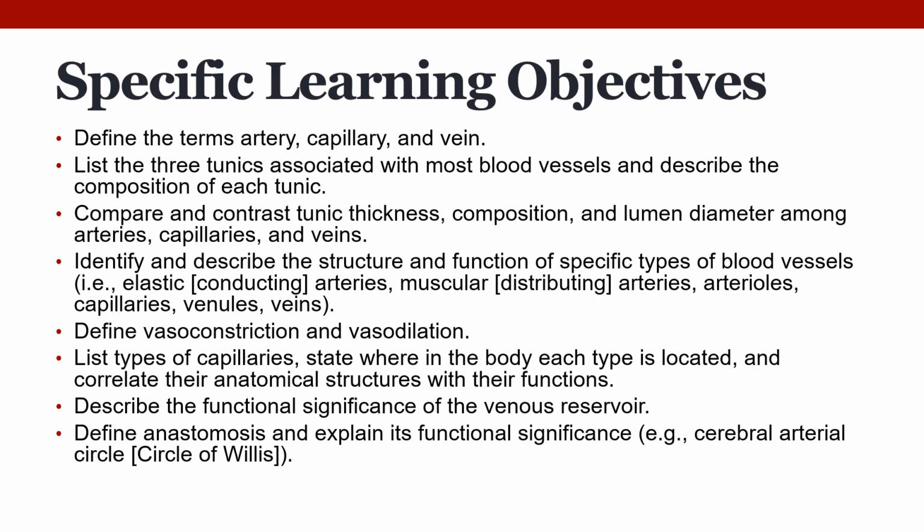Today we're going to talk about the idea of arteries, capillaries, and veins. We're going to talk about three tunics associated with most blood vessels and compare and contrast the tunic thickness. We're going to talk about the structure and function of different types of blood vessels, define vasoconstriction and vasodilation, list the types of capillaries, and describe the functional significance of the venous reservoir. We're also going to talk about the idea of anastomoses and other kinds of flow paths.